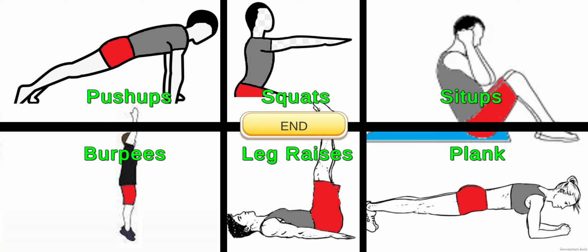Right, so now we have six types of sports to select: push-up, squat, sit-up, burpees, leg raises, and plank. We'll go through them quickly because this is just a demo. First of all, let's say push-ups.